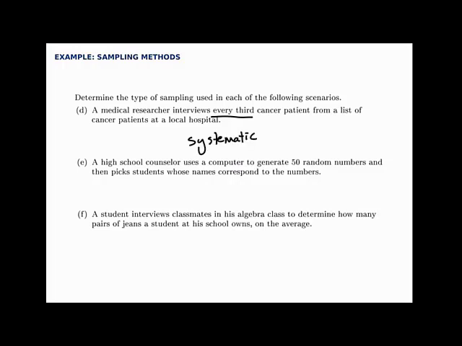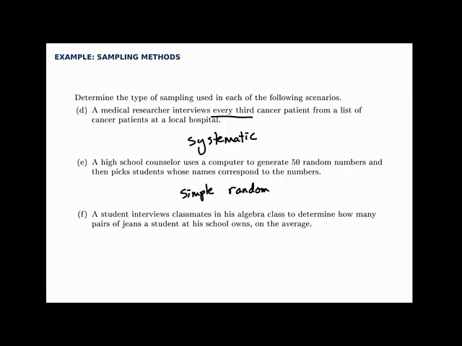The next one, a high school counselor uses a computer to generate 50 random numbers and then picks students whose names correspond to the numbers. Notice how there's no division into groups, there's no systematic process. This is the full population of students, and we just select random numbers from that full group. And that's what makes this simple random sampling. That's kind of the simplest version, where we're looking at the full population and using a random number generator to just select without any division into groups or anything else.